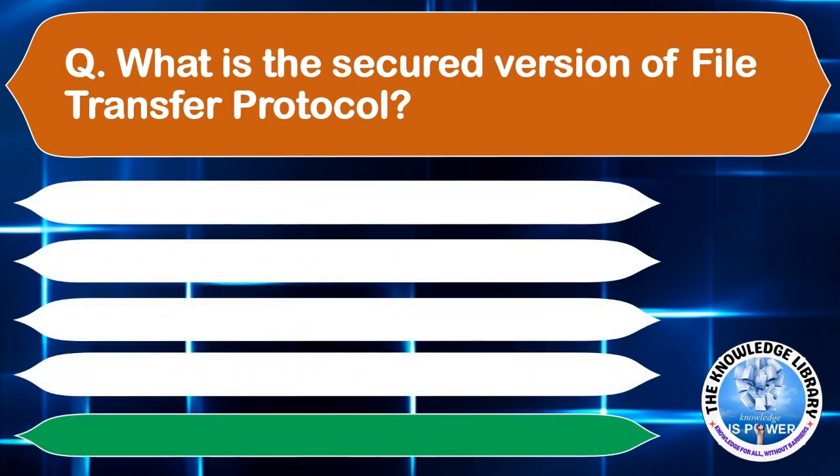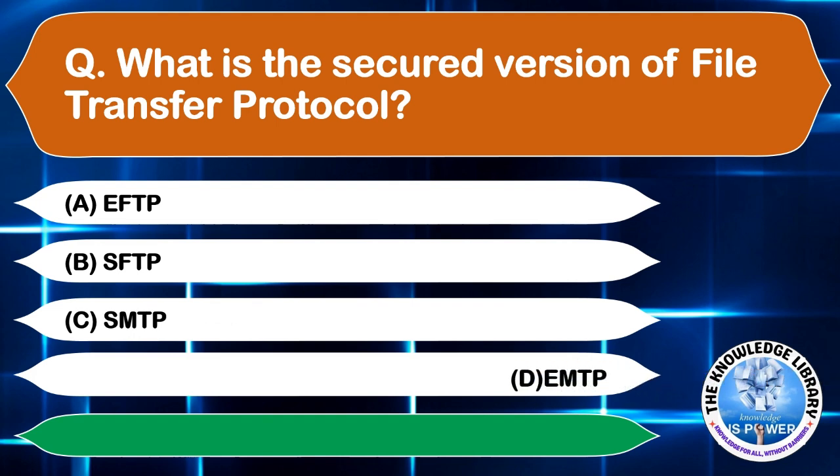The next question is: what is the required version of file transfer protocol? Option A, EFTP; option B, SFTP; option C, SMTP; option D, EMTP. The correct answer is option B, SFTP.